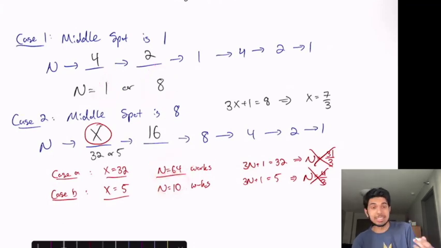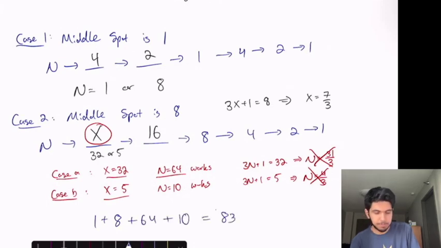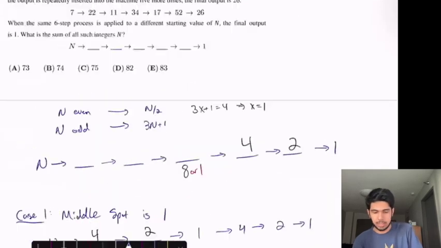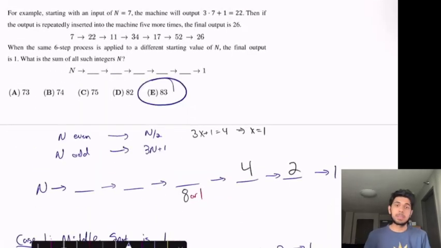The question asks for the sum of these values, so we just compute 1 plus 8 plus 64 plus 10, and we get 83. And sure enough, that's answer choice E.